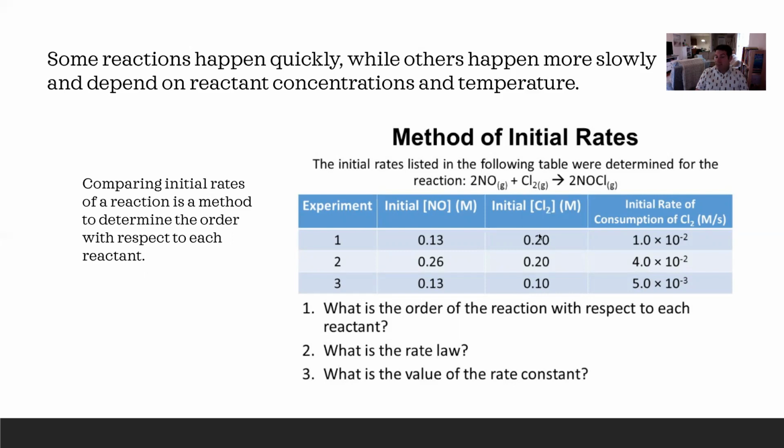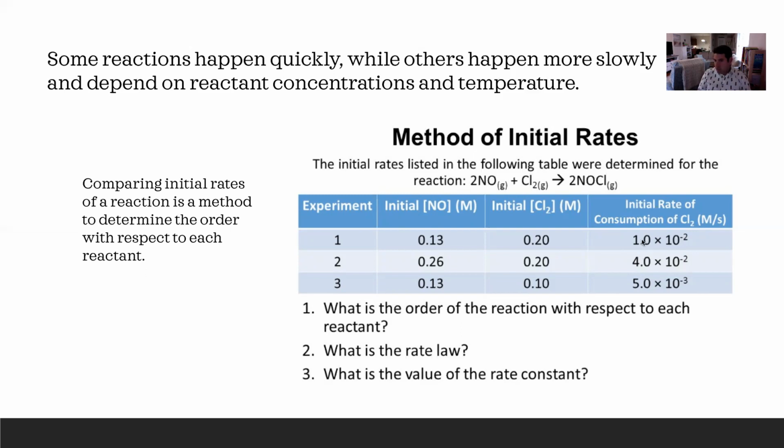reactant. So for the Cl2, in experiments 1 and 2, in trials 1 and 2, it's 0.2 molar. So we can compare how the rate changed from trial 1 to trial 2. Since we kept the chlorine at a constant, it'll come down to what happened to the nitrogen. So from trial 1 to trial 2, we went from 1 times 10 to the negative second to 4 times 10 to the negative second. So I would always recommend put the larger rate on top, divide by the smaller one.